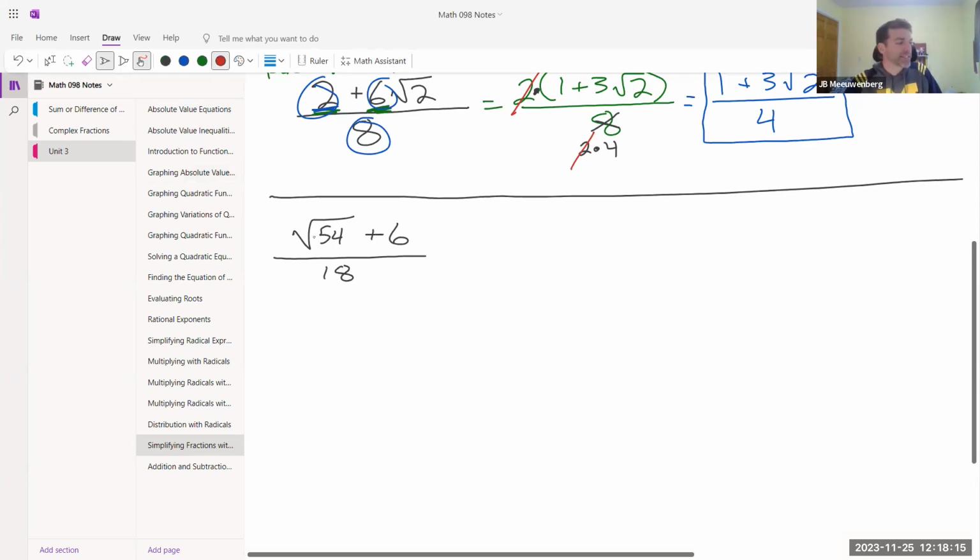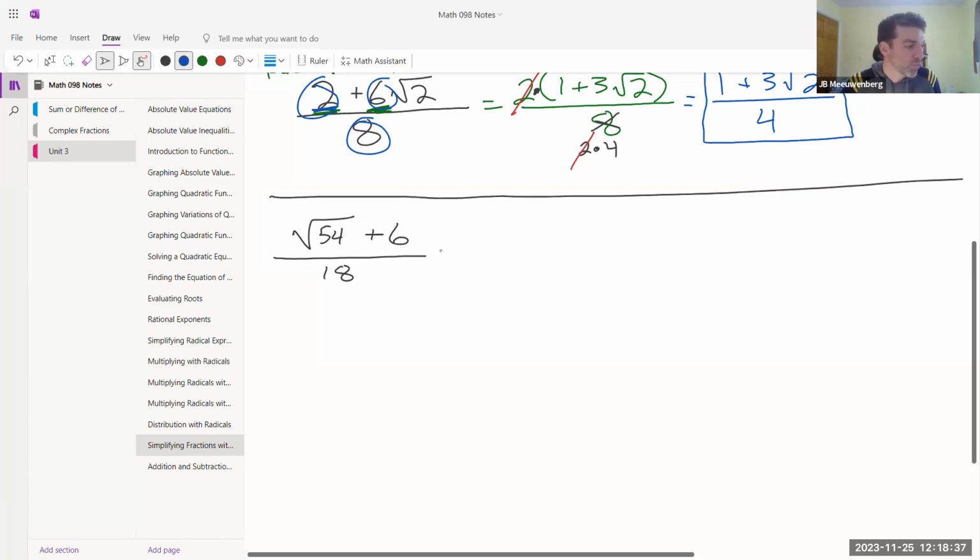When I look at this, there's nothing out front of here. There's no coefficient, so I can't factor anything out of both of these terms. I think to myself, can I cancel the 6 with the 18? No, because this is addition. You can't cancel just one of the terms in a binomial. So what do we have to do to start? We have to simplify this radical.